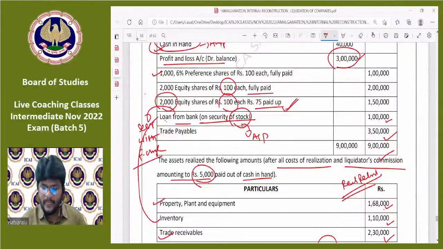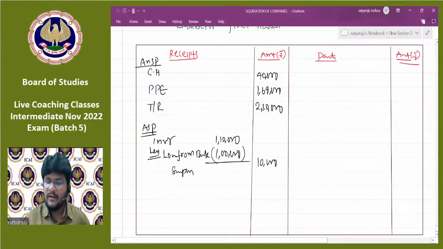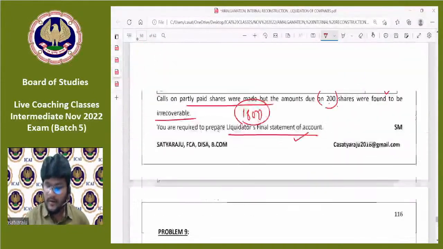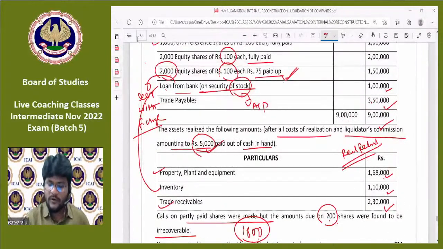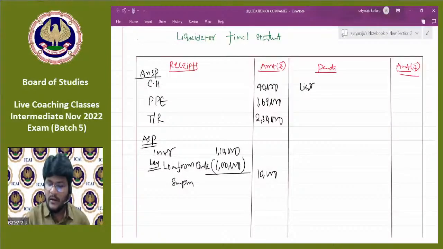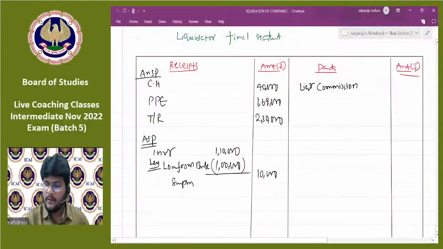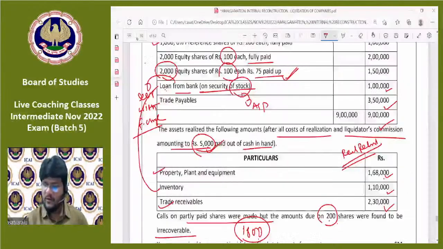Am I right, guys? Next, don't go for call at this moment. You can wait. If cash is insufficient for repayment to a particular party, then only the liquidator will go for call money. That's why I will wait till that date. Then you can go for payments. Under payments, there are no legal charges, but liquidator remuneration was clearly provided in the problem, which was 5,000. You can write liquidator commission or liquidator remuneration as you wish, which was given at how much, guys? 5,000.